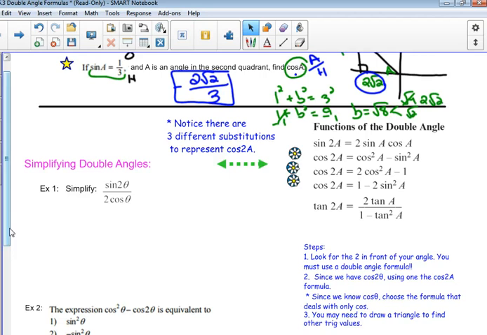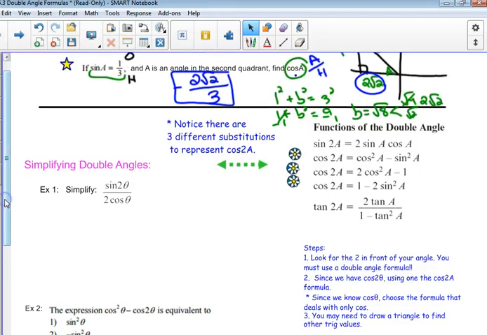Just like yesterday, you don't have to memorize any of this. It's all given to you on your reference sheet, and it says functions of the double angle on top. We have one for sine. We have 3 different options for cosine. We have 1 option for tan. So one way you see these is by simplifying. You ask, what could this simplify to?